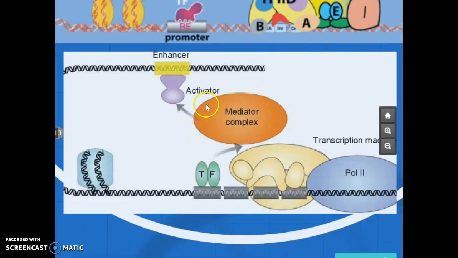As you can see here, the mediator complex is looking at this activator and this transcription factor to see whether the pre-initiation complex should allow polymerase II to transcribe. It looks here like there are transcription factors that are going to allow transcription to continue or be repressed.